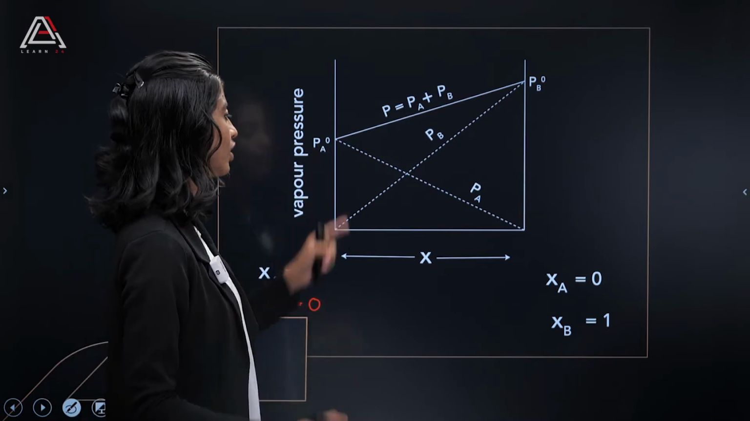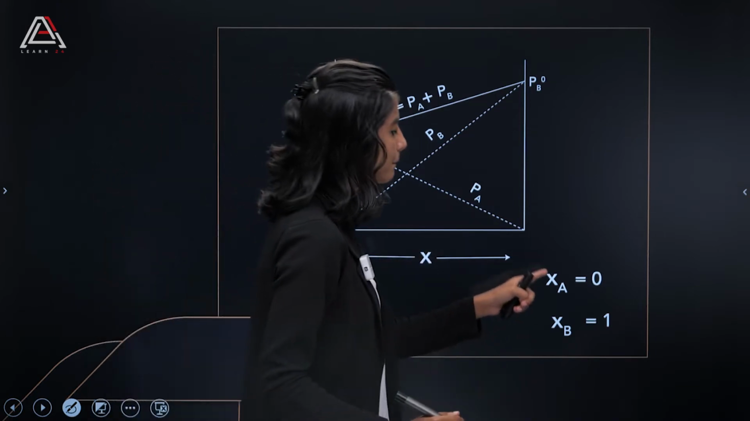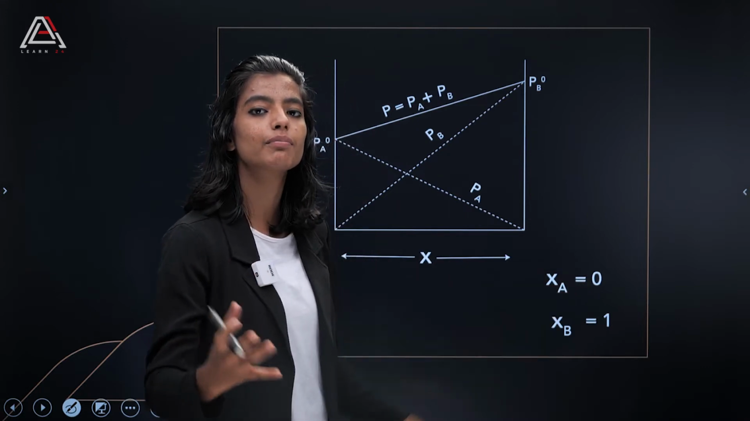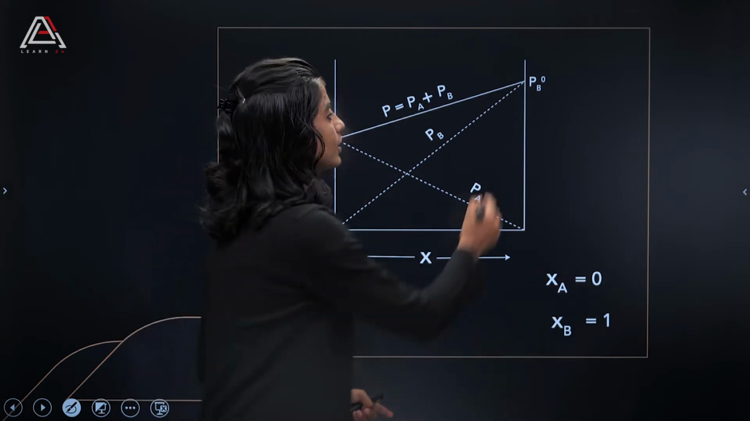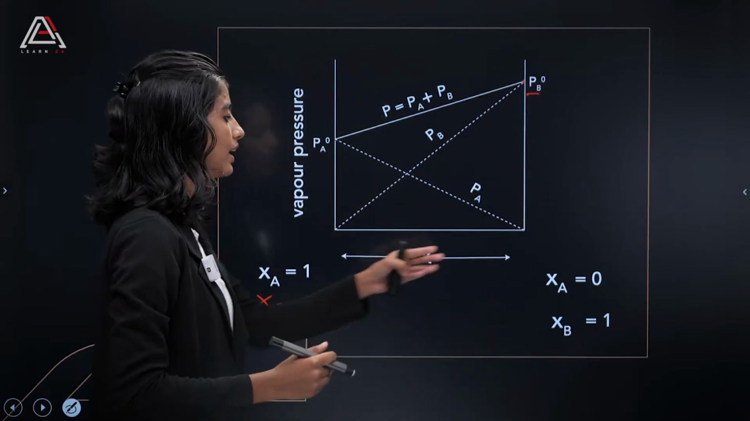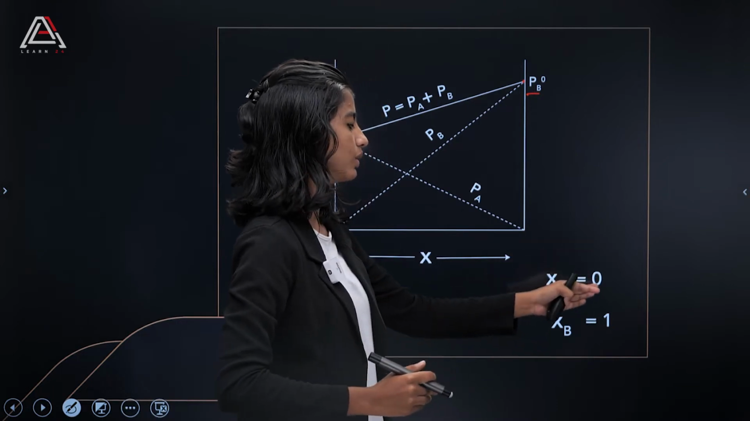That is PA naught. I marked PA naught here. And here the mole fraction of A is 0, hence the pressure is only contributed by the component B. So the pressure PB naught I marked here. Now let's read from here. Here the mole fraction of A is equal to 0.